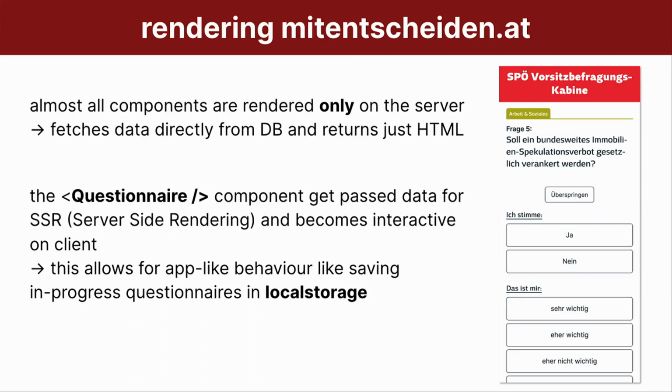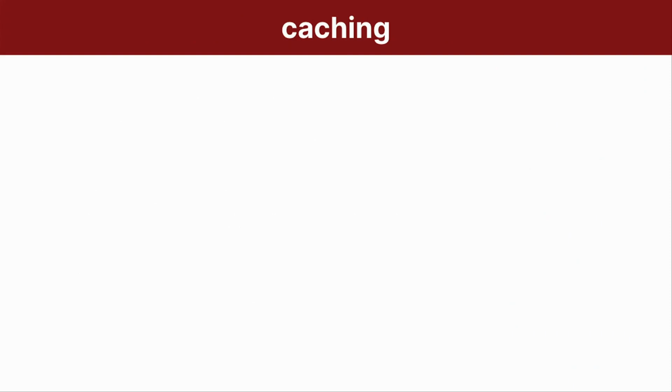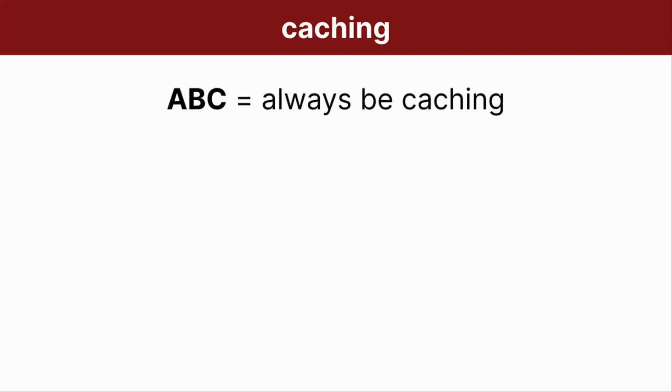Now, caching. Caching is the first and many times the last thing you will need to scale an application to hundreds of thousands of people. And ABC, always be caching. And caching is very simple. Caching just means taking something which was expensive, like a database call, and saving the results for certain periods into a place you can access quickly and cheaply.